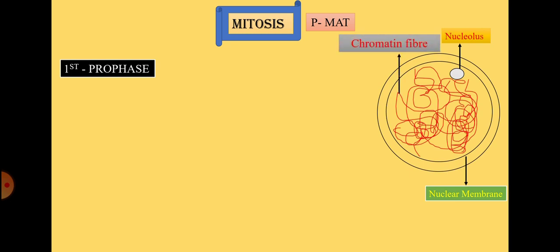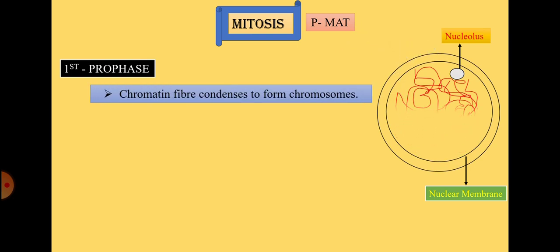When the prophase stage starts, that is, when I am injured somewhere and blood starts coming out of the body, that is the initial stage when prophase comes into being. At the initial point of prophase, whatever chromatin fiber is present will start condensing and it will form chromosomes. The entire chromatin fiber will condense itself to form chromosomes.